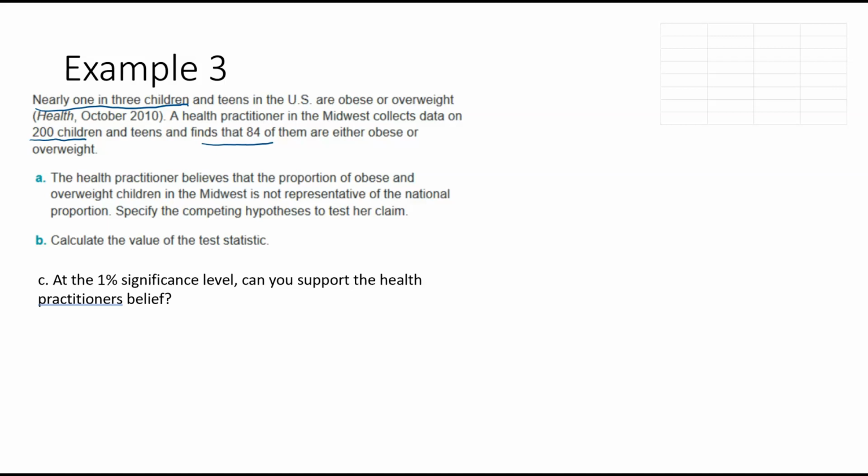So this is super similar to example 2. What are our competing hypotheses here? We know that we're talking about p and 1 in 3. We could say 0.33 or 1 out of 3, it doesn't really matter. We'll do 0.33. So the national average is this. They believe that it is different, so not equal to. That's the claim. And then this would be equal to.